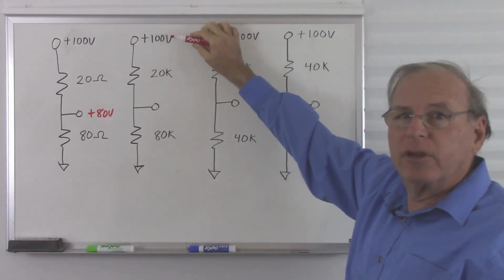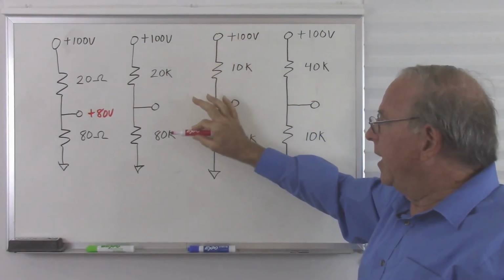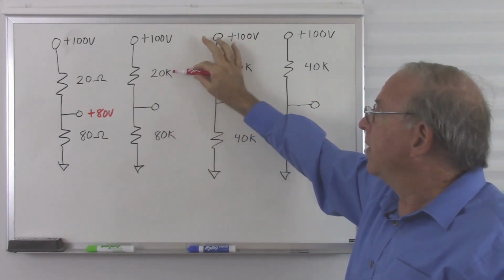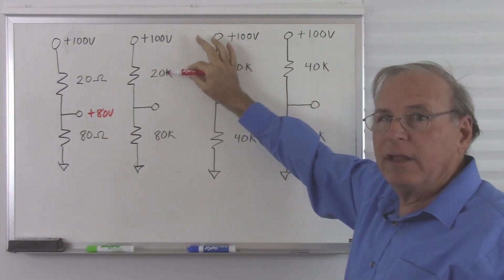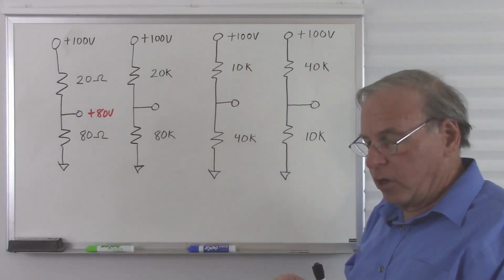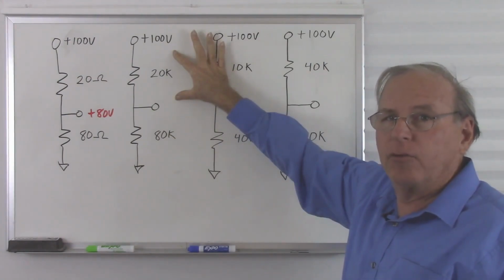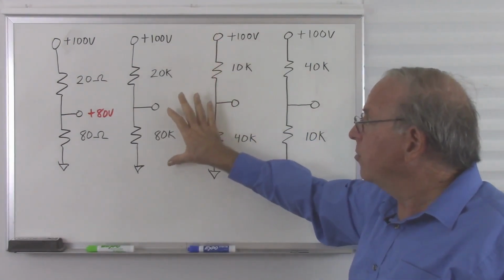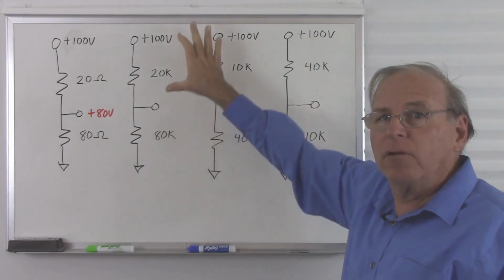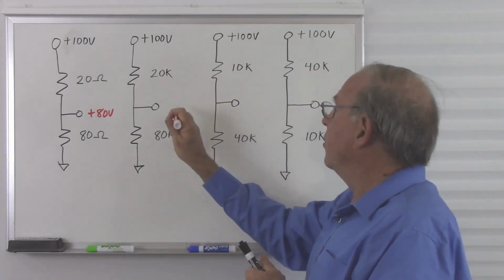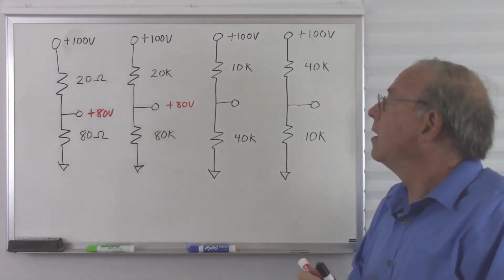The next problem, we still have 100 volts, but we have 20K and 80K. Remember that the K means times 1,000. So 20,000 ohms and 80,000 ohms. We still have 80% of our resistance and 20% of our resistance. So we still have 80% of our voltage and 20% of our voltage. So the voltage has not changed. It's still going to be 80 volts.